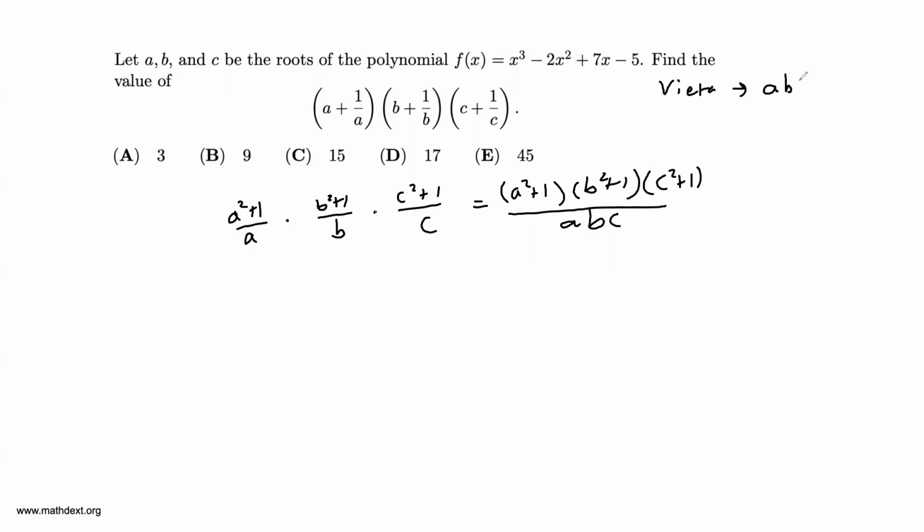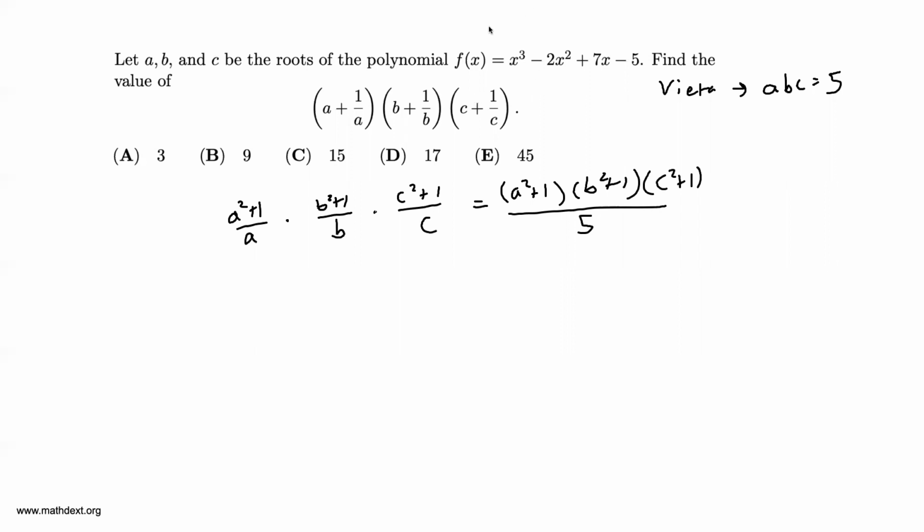abc is equal to, since this is a cubic equation, abc is equal to this positive 5, right? So this is equal to a squared plus 1 times b squared plus 1 times c squared plus 1 over 5. And at this point, you might be tempted to expand the numerator out into a huge bash involving a lot of Vieta's formulas, but let's stop for a moment and look back at this polynomial.